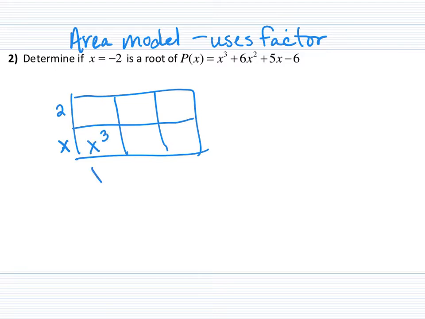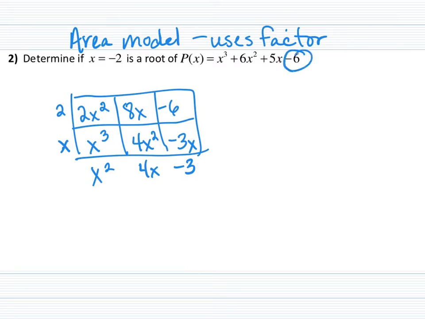X to the 3rd, factor out x squared, 2x squared, 6x squared minus 2x squared is 4x squared, factor out the 4x, multiply again, 8x, 5x minus 8x is negative 3x, factor out the negative 3, negative 3 times 2 is negative 6, and that matches our last term.